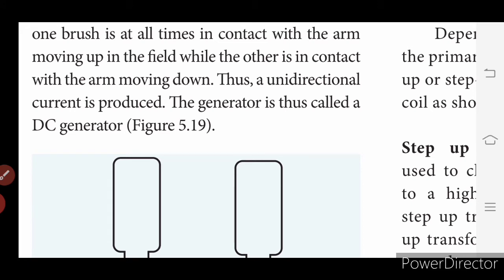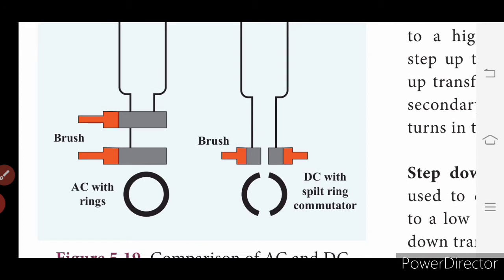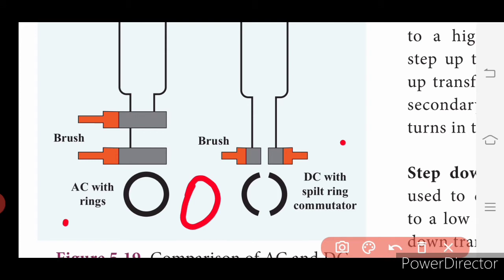The current flows in the same direction. So the generator is thus called a direct current generator. Whenever the current flows in one direction, we call it a direct current generator. This is how the current flows here. AC, alternating current, uses slip rings, and here DC uses split rings and the commutator. Here the rings are closed, whereas split rings are split in between. These two split rings are connected with the brushes.